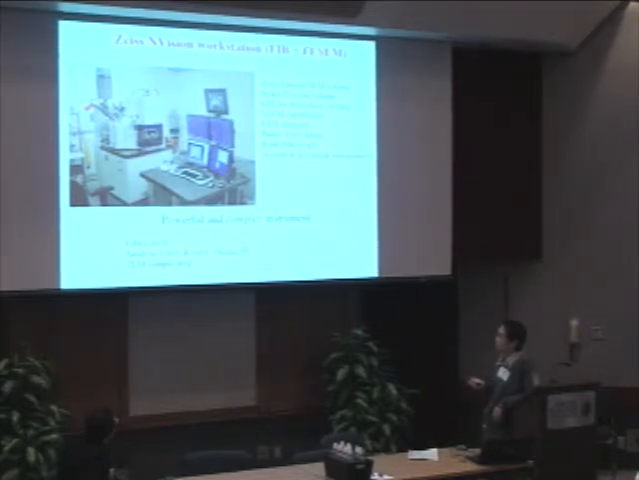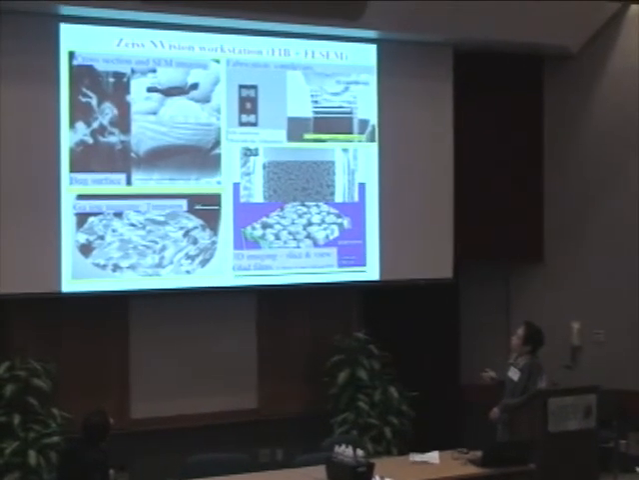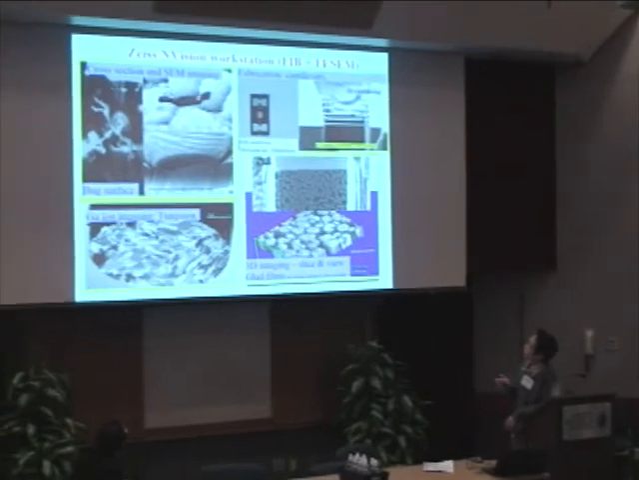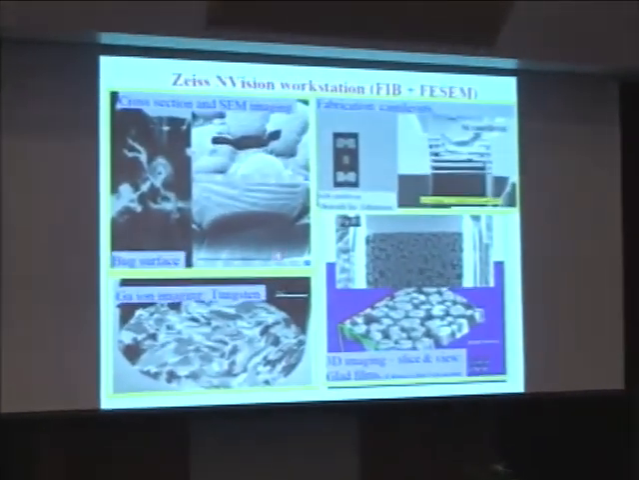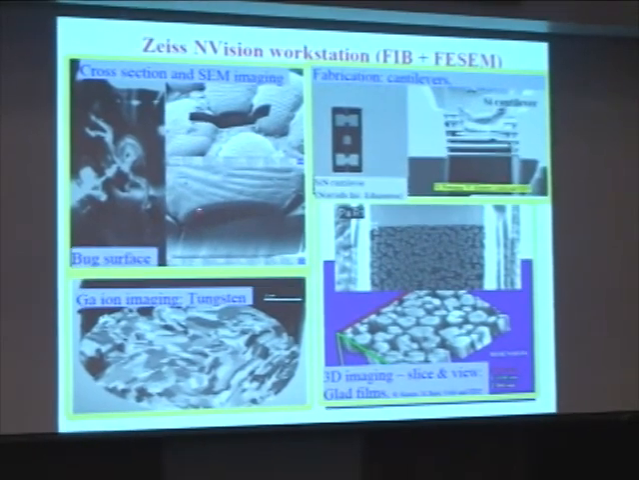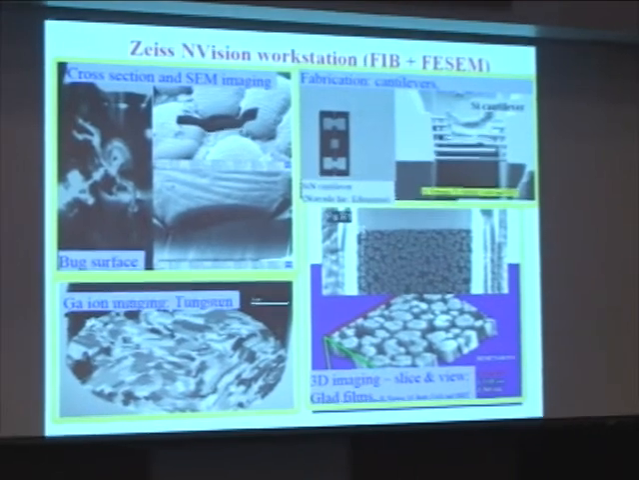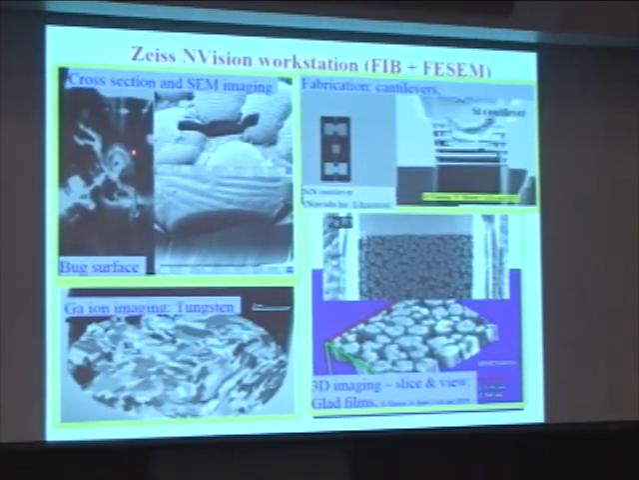The other capability with the FIB is that we can prepare TEM sections in general from any of your materials and devices. Here are a few examples. On the top here, we used a FIB to cut through the surface of a bag. From the image you will see it's really a photonic crystal structure. That's how we see the color of the bag. This bag is kind of bluish in color.